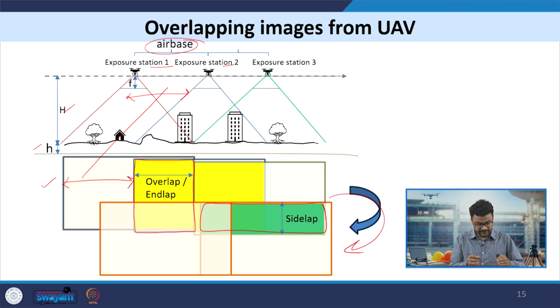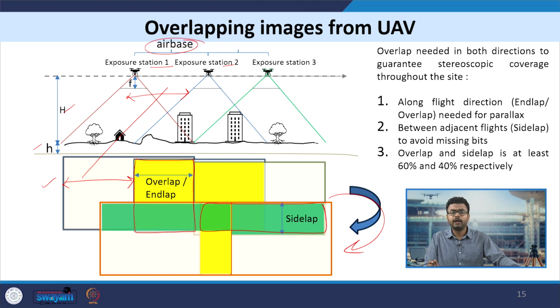And now you can see that this fifth image has both overlap in the forward direction as well as side lap in the side direction. So overlaps are needed in both directions to guarantee stereoscopic coverage throughout the site, and along the flight direction we have end lap or overlap. They are used interchangeably and they are needed for parallax, and between adjacent flights we need side lap to avoid missing bits, and overlap and side lap are kept at least 60% and 40% respectively.